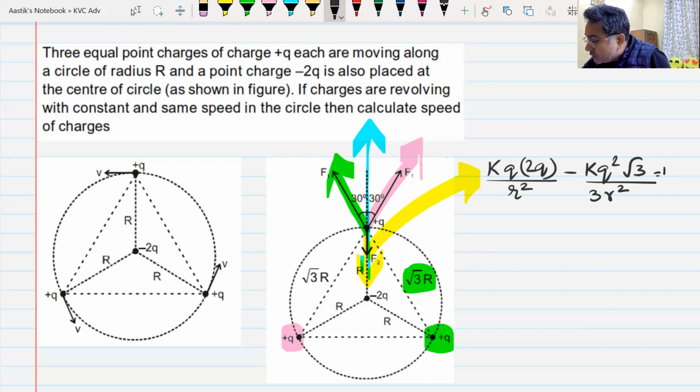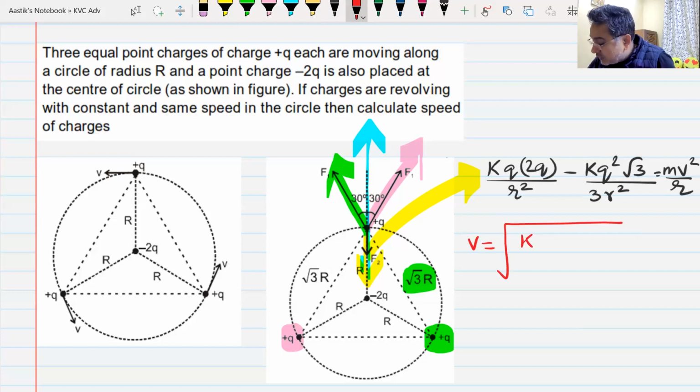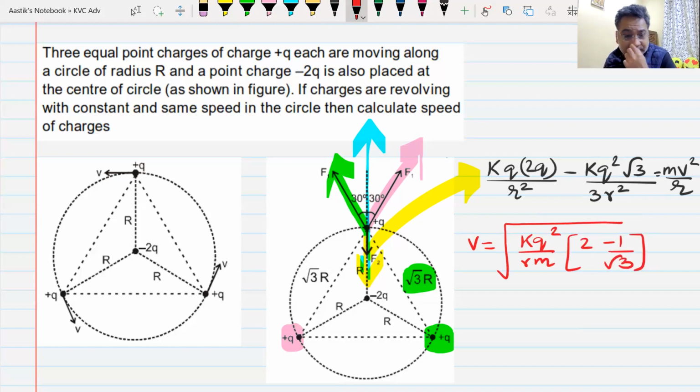That should be equal to mv square by r. Once you calculate this, you will get v. What is the answer given? I will just note down that answer. K q square by r m into 2 minus 1 by root 3. Are we getting this answer?